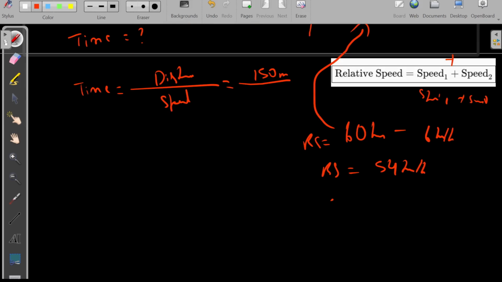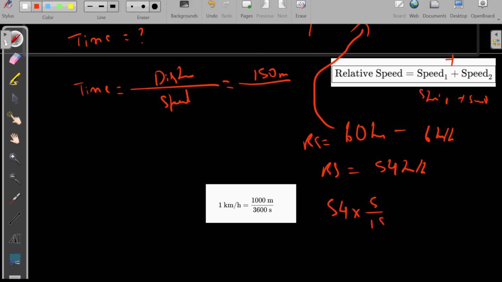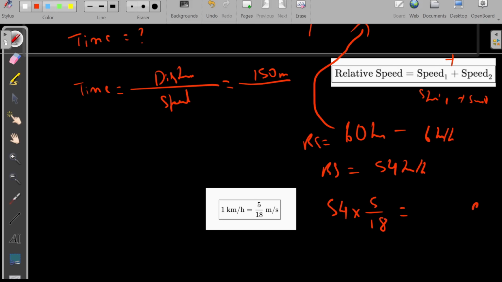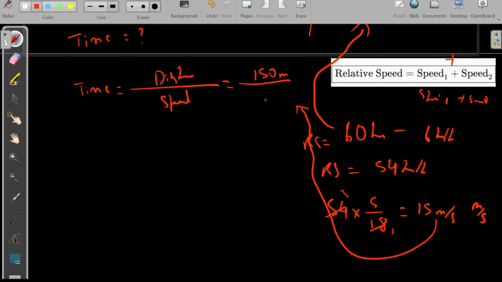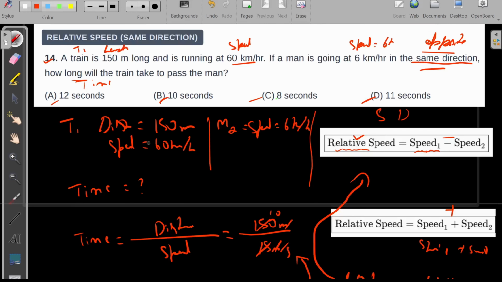Now let's change the unit from kilometer to meter per second. I'll be using this fraction, which is 5 over 18, which enables me to change it to meter per second. 18 ones are 18, 18 threes are 54, 5 threes would be 15 meter per second. And we can use this speed in our formula, which is time equal distance over speed. So it'll be 150 over 15 meter per second. Meter here will be canceled. 15 tens would be 150, so that will be 10. So our time equal 10 seconds. So it takes 10 seconds for the train to pass a man who is running at 6 km per hour. So option B is the correct answer, which is 10 seconds.